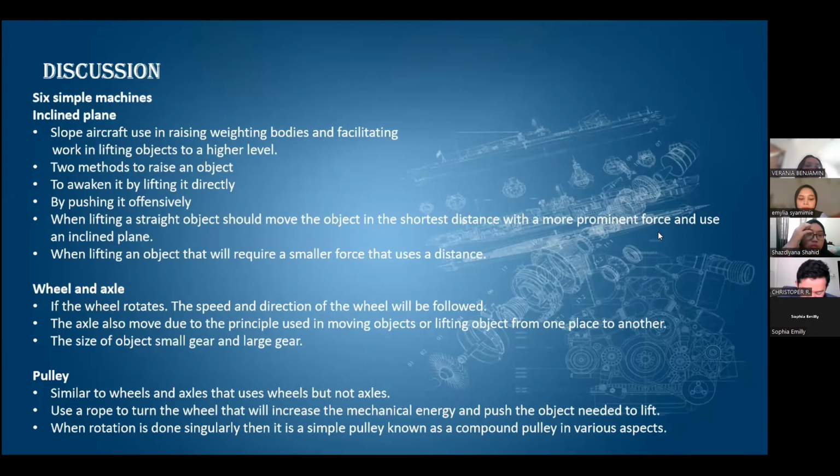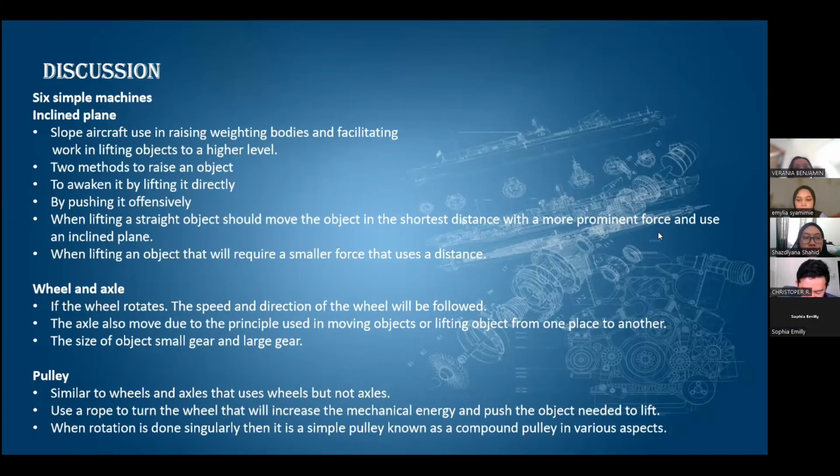Third simple machine is pulley. Pulley is similar to wheels and axle, but it uses wheels and not axle. Pulley use a rope to turn the wheels that will increase the mechanical energy and push the object needed to lift.